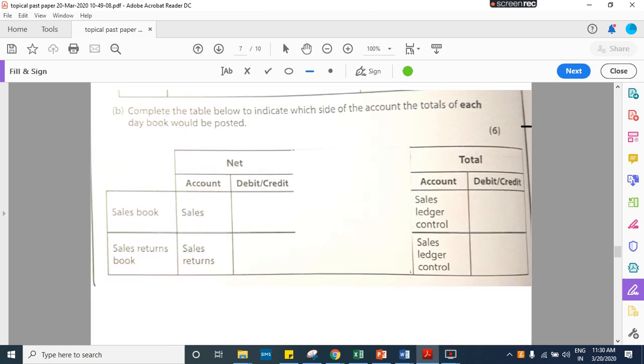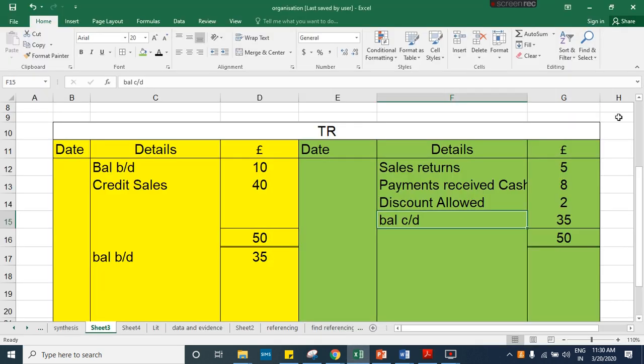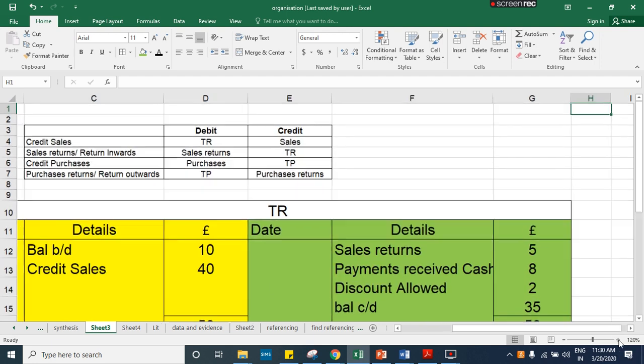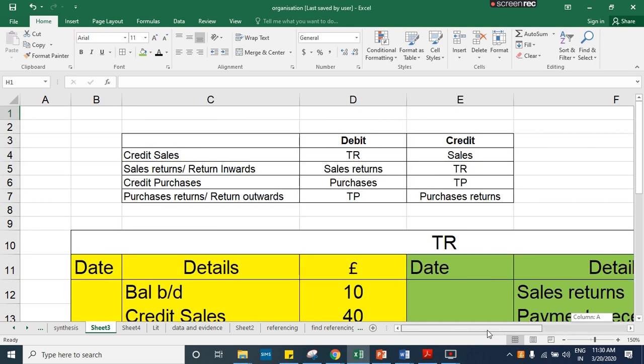Moving to the next. Complete the table below to indicate which side of the account the totals of each day book will be posted to. Again, moving back to the double entry. We prepared a sales day book and a sales returns day book, and you're supposed to remember these two. So for credit sales from sales day book, TR debit, sales credit. Sales returns, TR credit, sales returns debit.